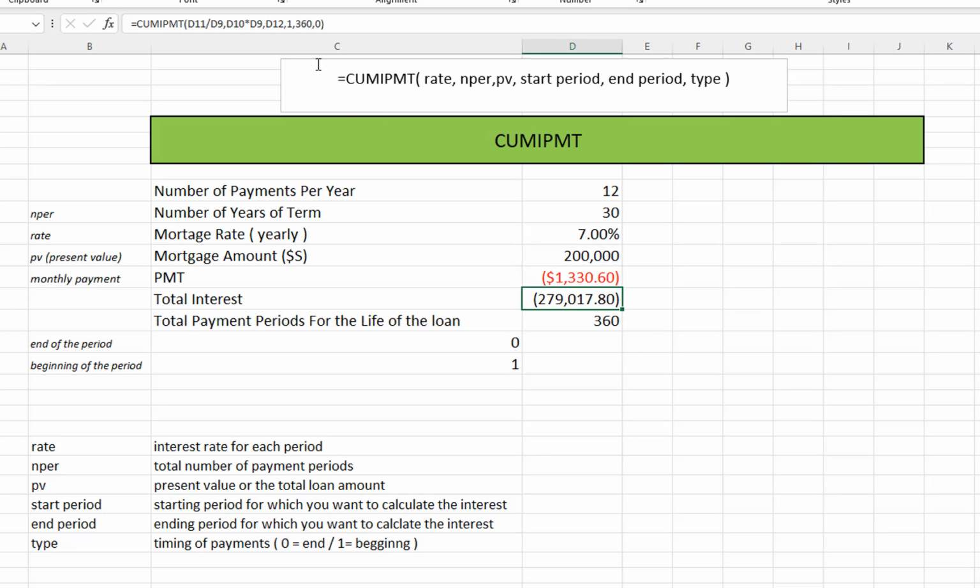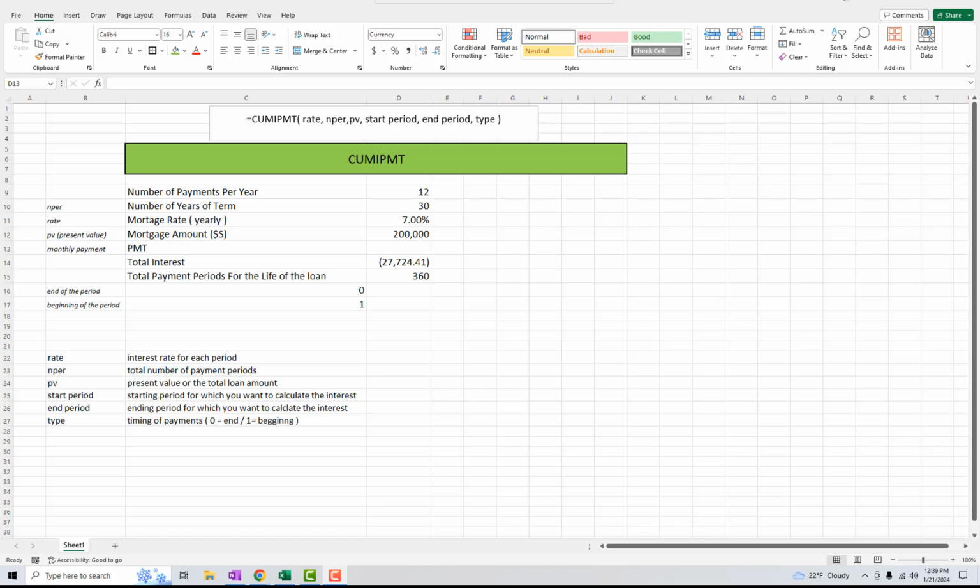Now if we wanted to toggle this and see what the cumulative interest would be, for example, for the first year, we would change this value here to 12. So this would be the total interest paid over the first year. If we wanted to see what it would be in the second year, the total of the 2 years, type in 24. It would be 27,724.